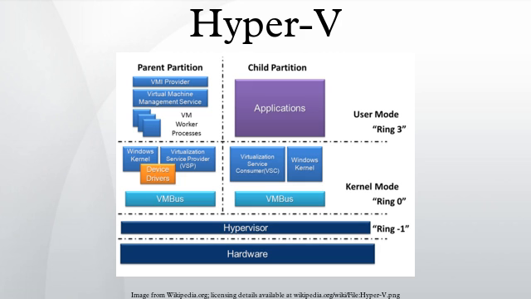Child partitions do not have direct access to hardware resources, but instead have a virtual view of the resources, in terms of virtual devices. Any request to the virtual devices is redirected via the VMBus to the devices in the parent partition, which will manage the requests. The VMBus is a logical channel which enables inter-partition communication. The response is also redirected via the VMBus.